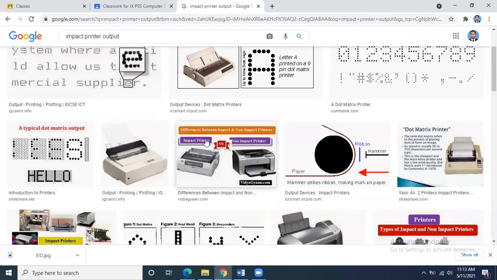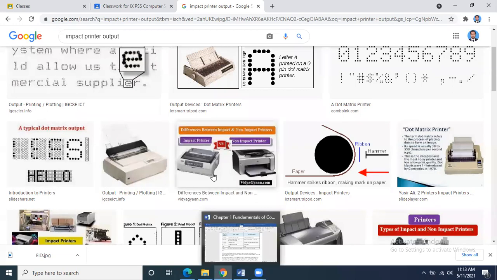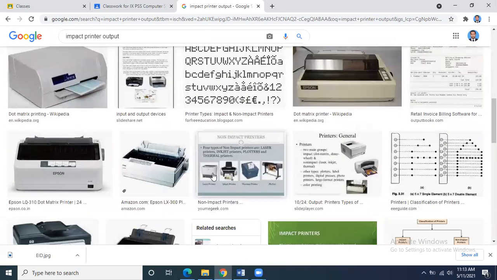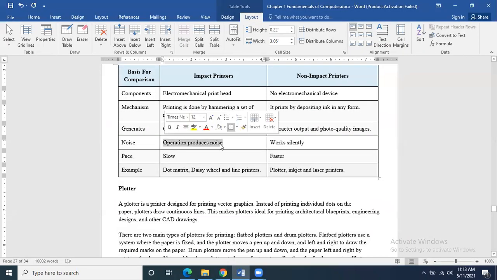But in non-impact printers, the complete photo or complete printout is done without any sort of dots, and there will be a crisp image. That is basically the difference. Impact printers are noisy, but non-impact printers are quite silent. Impact printers are slow, but non-impact printers are, of course, very fast.